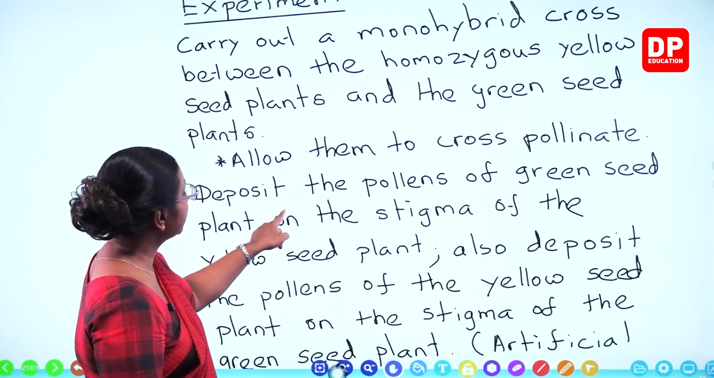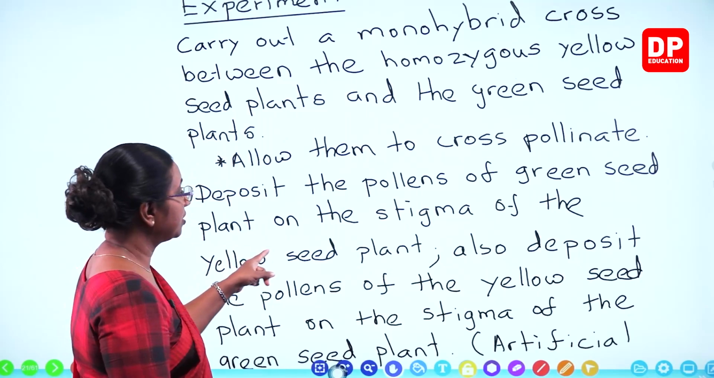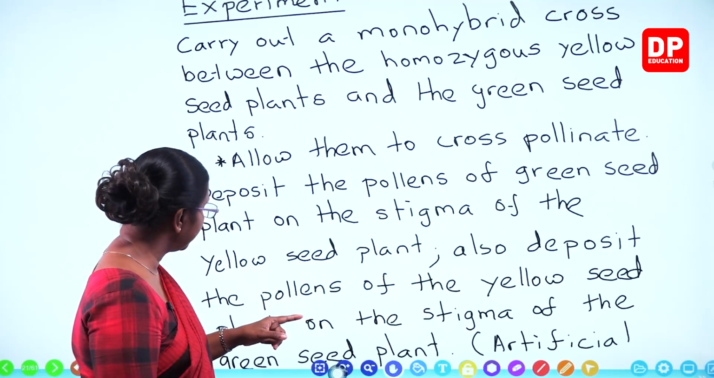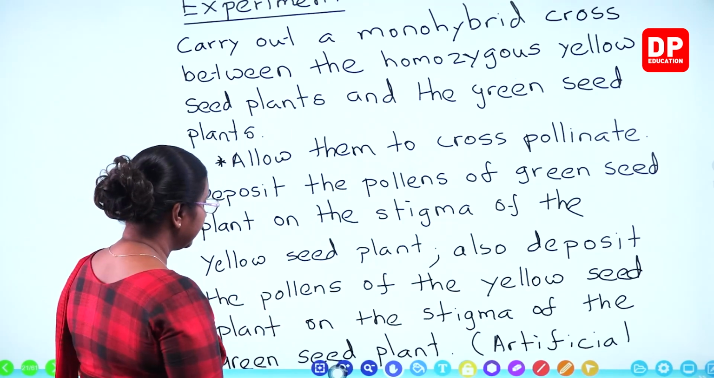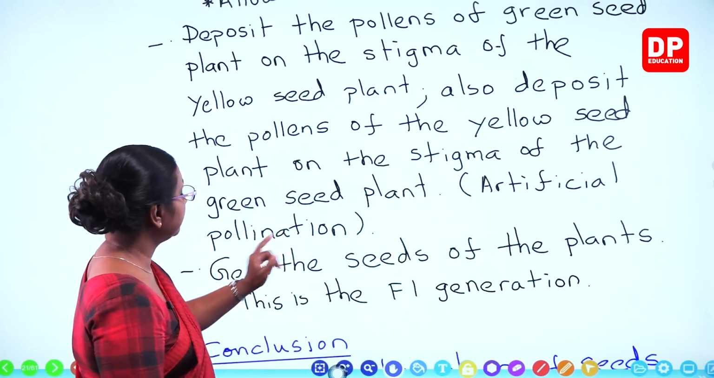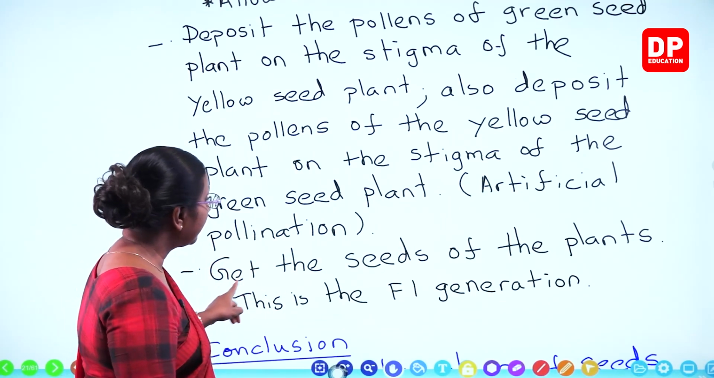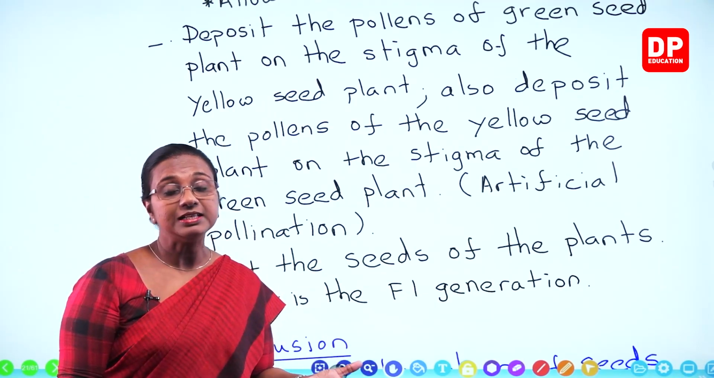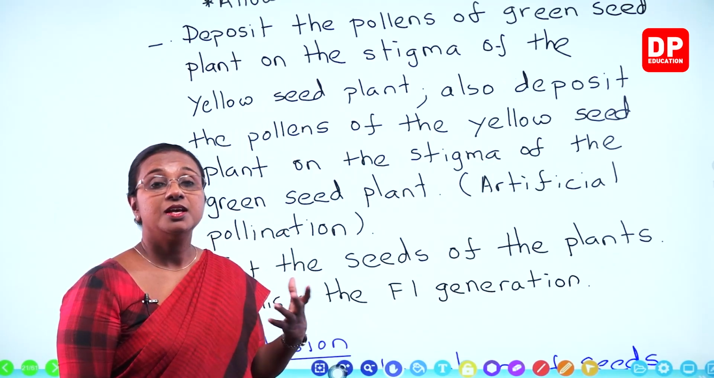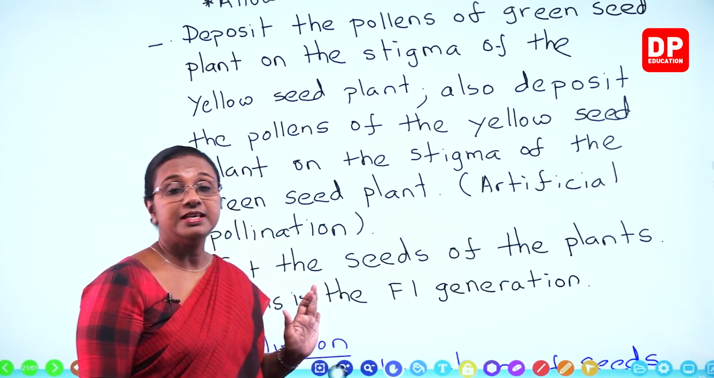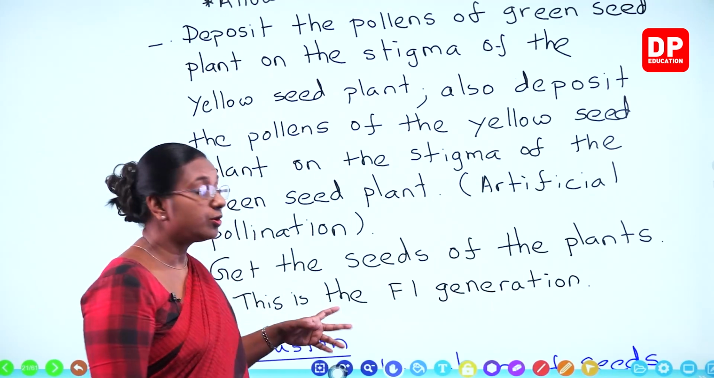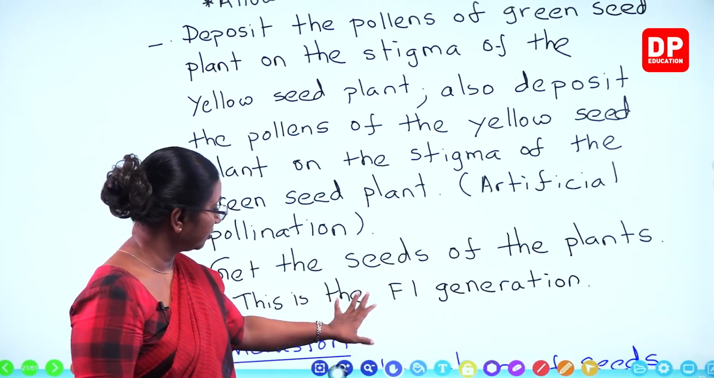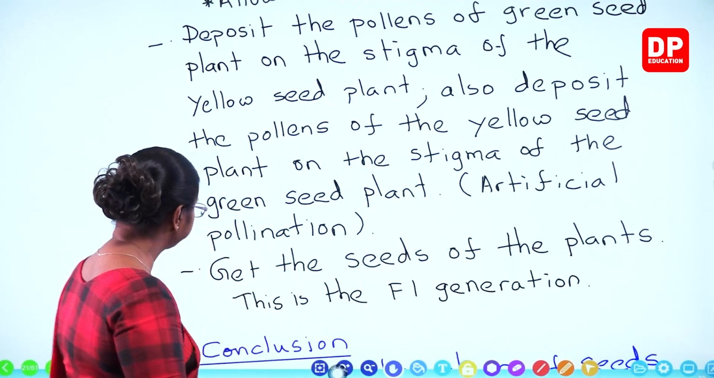That is, deposit the pollens of the green seed plant on the stigma of the yellow seed plant. Also deposit the pollens of the yellow seed plant on the stigma of the green seed plant. So that is going to be artificial pollination. Then you get the seeds of the plant. You allow them to fertilize, then you will get the seeds. Once you get the seeds, you know what type of seeds they are. Normally, if you want to look at the color of the flower or something, you will have to grow them and then get the F1 generation.